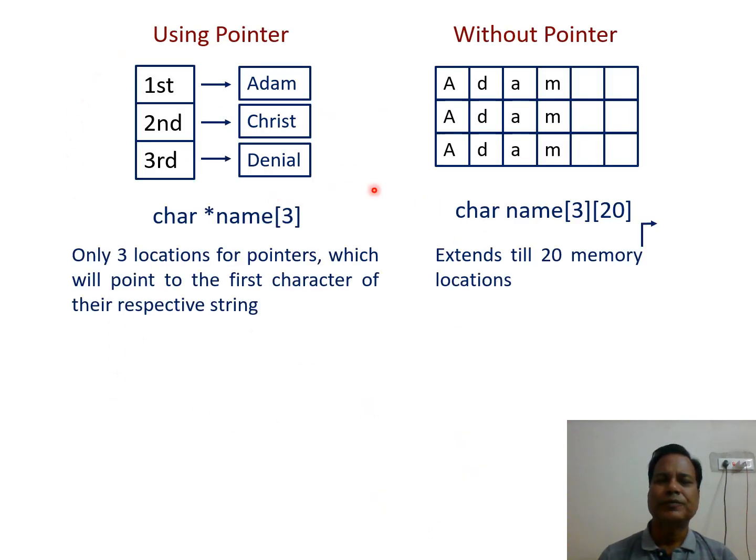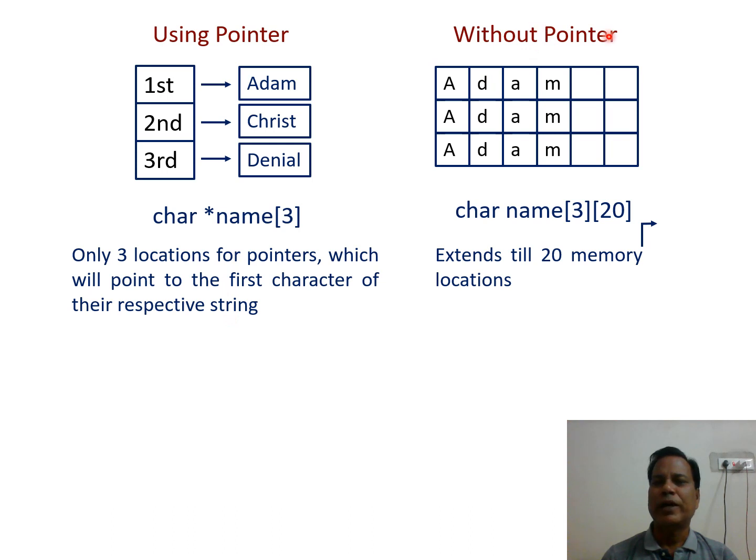Using pointers, here strings are stored like this one. The first string, the second string, and this is the third string. So the pointer variable stores the address of the first character in every string, and it is declared like this one. Only 3 locations for pointers, which will point to the first character of their respective string.